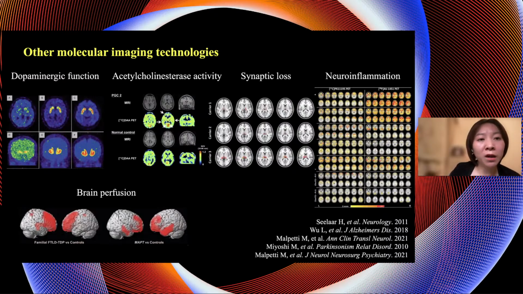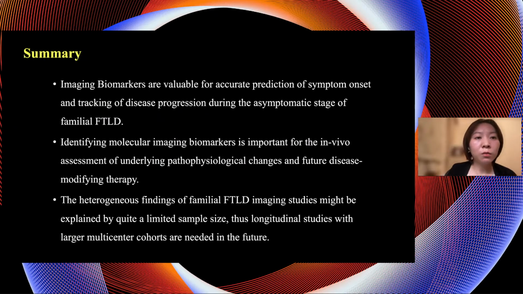And other molecular imaging technologies, we know there are DAT scans and a lot of other tracers that can show synaptic changes, neural inflammation, as well as brain perfusion. A few of them, not a lot, have been applied in familial FTLD. But in summary, we know that imaging biomarkers are valuable for accurate prediction of symptom onset and tracking disease progression during the asymptomatic stage of familial FTLD.